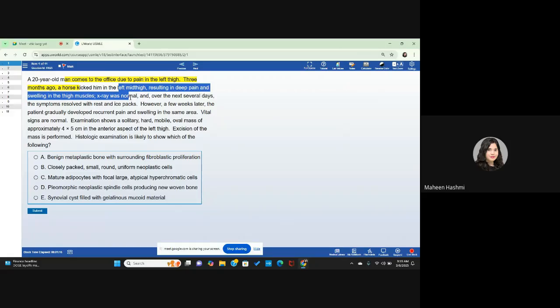Deep pain and swelling of the thigh muscles, but his symptoms kind of resolved. However, a few weeks later, the patient gradually developed recurrent pain and swelling in the same area: a solitary, hard, mobile, oval mass of approximately 4 by 5 centimeters in the anterior aspect of the thigh. What do you think is happening over here?